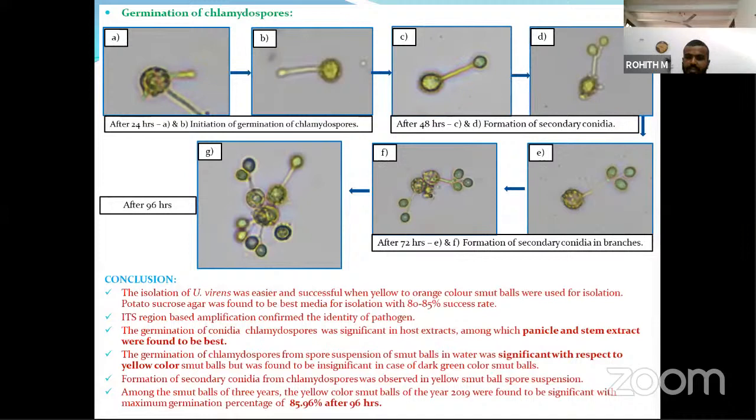Hereby, I conclude my presentation by saying that the isolation of the pathogen was easier when young and yellow-colored smut balls were used for isolation of the pathogen, and it was also easier when potato sucrose agar medium was used, with a success rate of 80 to 85%. And the panicle and stem extracts of the rice host stimulated the germination of the spores of the pathogen. And the yellow smut balls, which were older, that is 2018, showed maximum potential of germination after 24 hours.